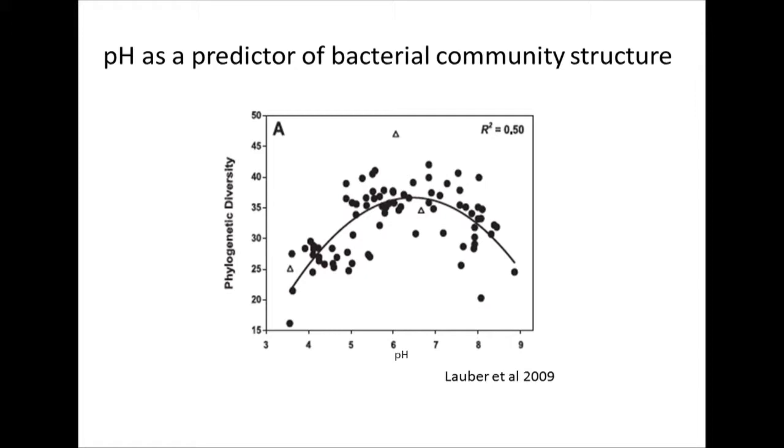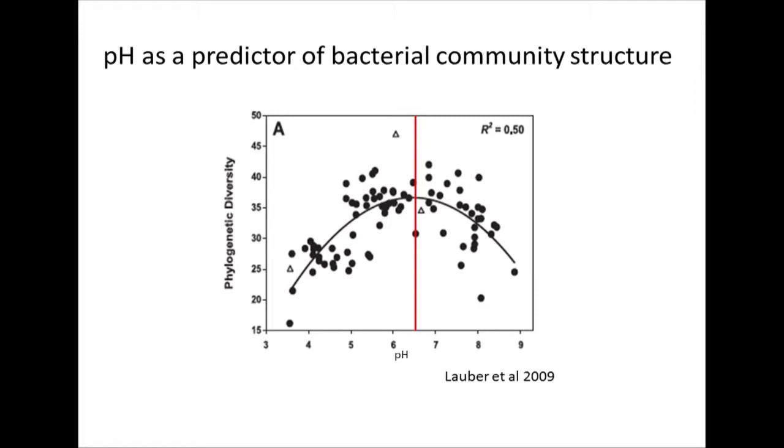So we have to back up just for a second, and I know that everyone's really familiar with the relationship that's been proven over and over again between pH and community structure and diversity. But I'll go over it briefly using this figure from Lauber et al. 2009. What's really nice about this is that they modeled a nice curvilinear relationship between pH and phylogenetic diversity.